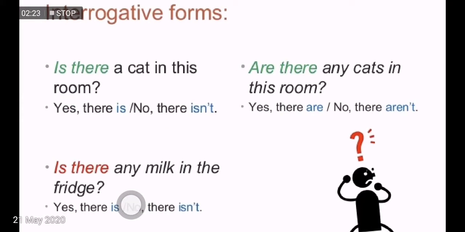And we can make them interrogative forms like question statements. The examples are: is there a cat in this room? Yes, there is. No, there isn't. So the answer can either be yes or no. It depends. Is there any milk in the fridge? Yes, there is. No, there isn't. Are there any cats in this room? Yes, there are. No, there aren't. So these green words, you can see it yourself: is there and are there.